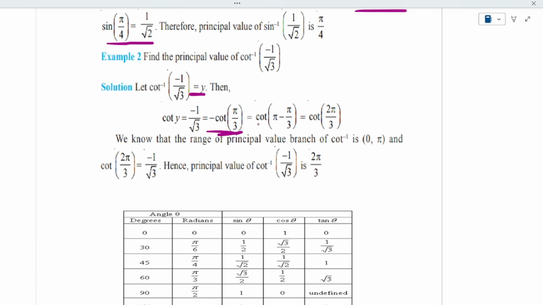Inverse of tan, and cot will be equal to pi minus pi by 3, we will get it as 2 pi by 3, because 3 into pi is 3 pi, minus 1 pi means 3 minus 1 pi is 2 pi. 2 pi by 3, the denominator is 3 so we write it as it is, and the answer is 2 pi by 3. I hope you got these two example problems.